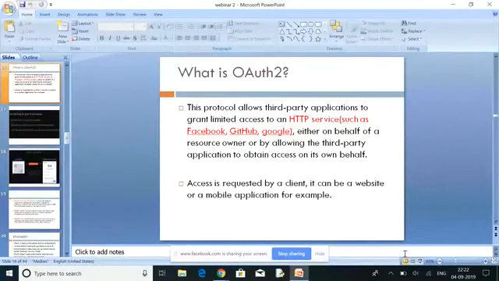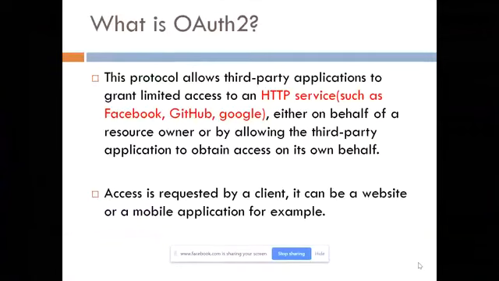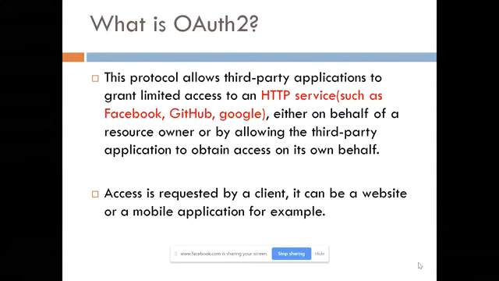Now I'll be moving forward with OAuth 2. OAuth 2 is a protocol that allows third-party applications. What are third-party applications? Let's suppose I have created my own application, and I want my users to have a facility to log in with Google. So I am a third-party application, and I am creating a service that allows my users to log in with Google or Facebook. So it allows third-party applications to grant limited access to an HTTP service.